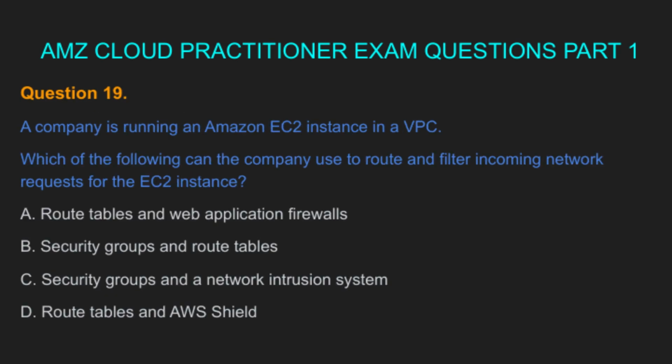Question 19. A company is running an Amazon EC2 instance in a VPC. Which of the following can the company use to route and filter incoming network requests for the EC2 instance? A. Route tables and web application firewalls. B. Security groups and route tables. C. Security groups and a network intrusion system. D. Route tables and AWS Shield. The answer is B. Security groups and route tables. Security groups are related to instances and route tables redirect traffic.